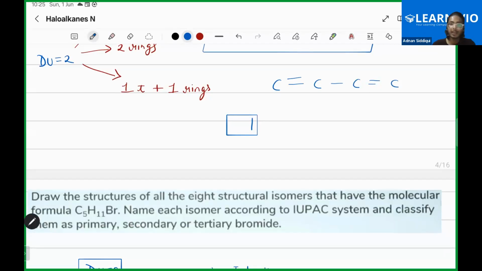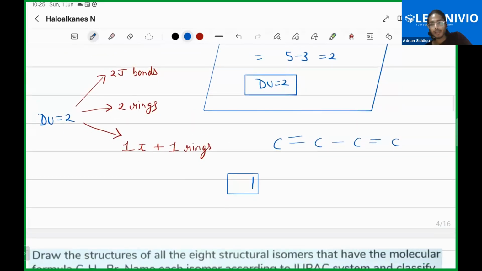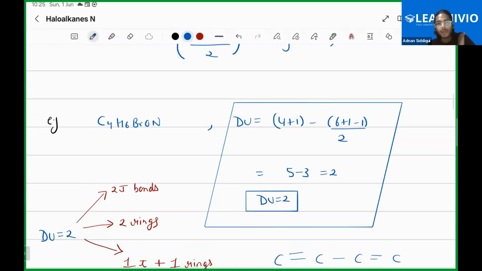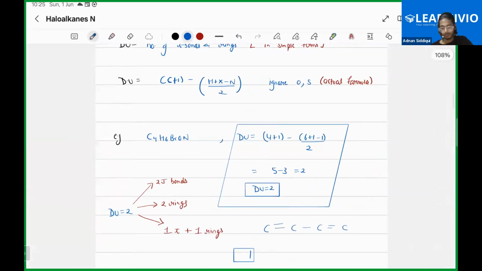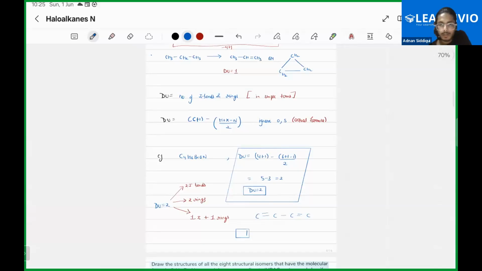So the higher the degree of unsaturation value you are getting, the more complexity you are observing while drawing the structures. So whenever you are asked to draw isomers, you will first calculate the degree of unsaturation. If your degree of unsaturation is 0, that means you are not going to get any rings or pi bonds while drawing the structure. So degree of unsaturation is very important before drawing any isomers. Is this clear?